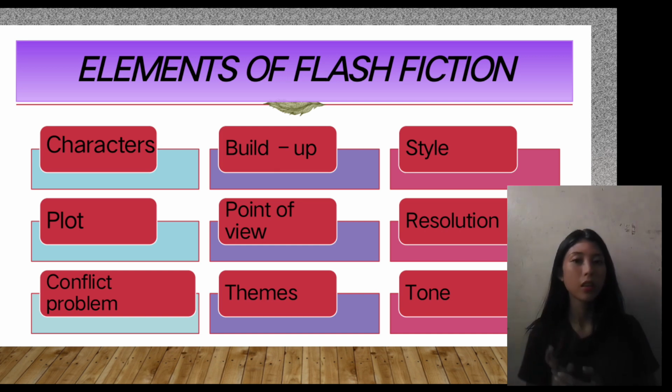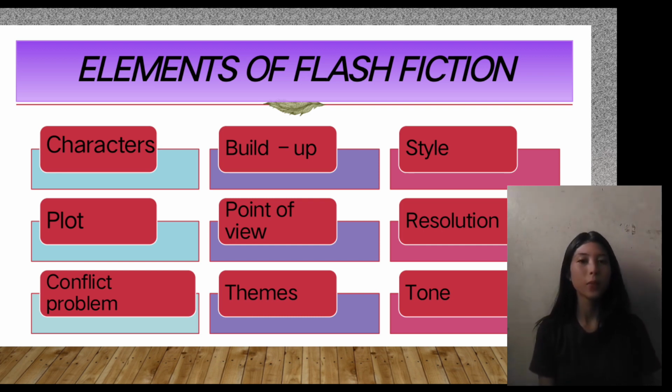Second is the plot. It is the sequence of events that form the storyline. It includes the introduction, rising action, climax, falling action, and resolution. And the third is conflict or problem. It is the central challenge or obstacles faced by the characters, creating tension and driving the plot forward. Fourth is the build-up. It is the development of the story, adding layers of complexity and anticipation as it progresses toward the climax.